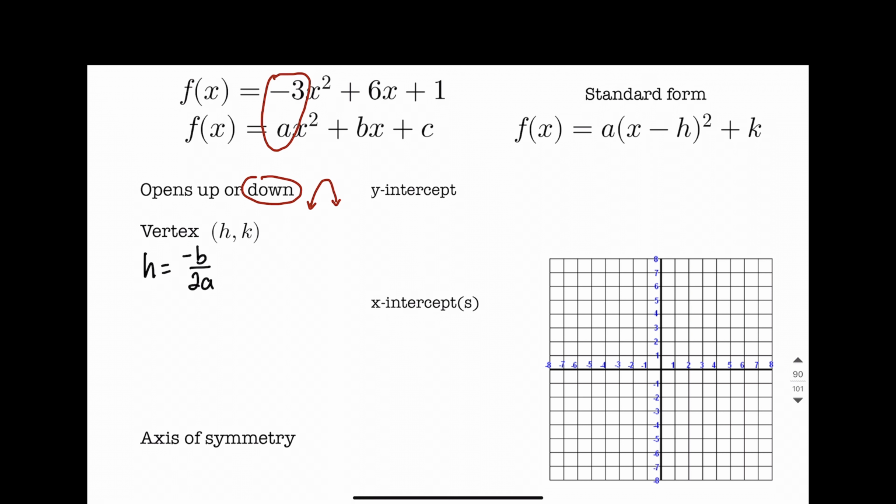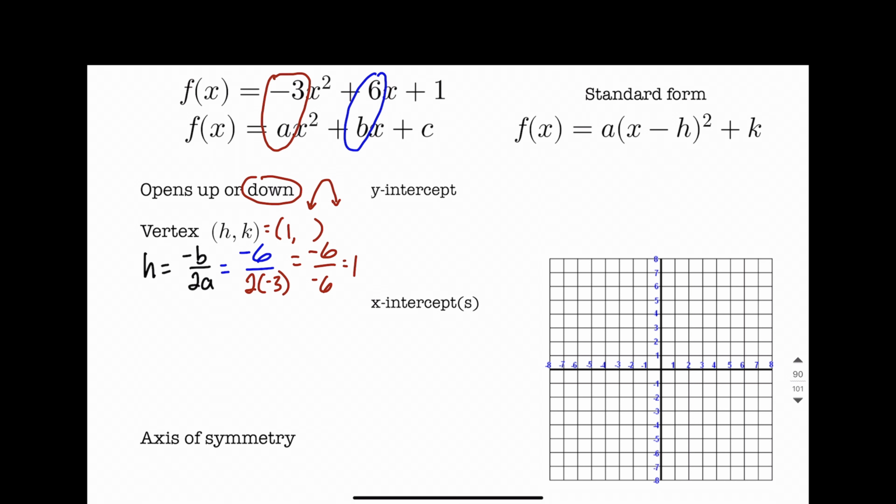All right, so in our case, we can say that b is positive 6, and we already identified a was negative 3. So this will be the negative of positive 6, or negative 6, over 2 times negative 3. I think we end up with negative 6 over negative 6, which will be 1. So 1 goes as our x value for the vertex.